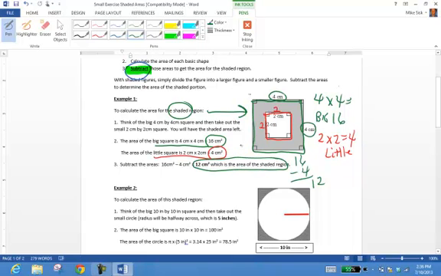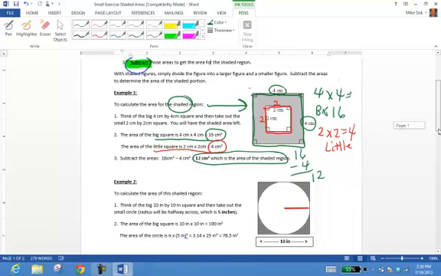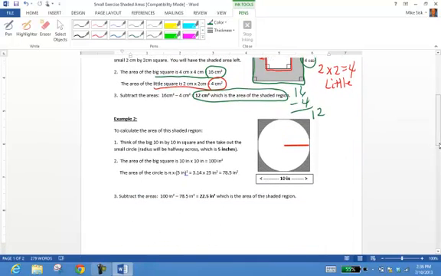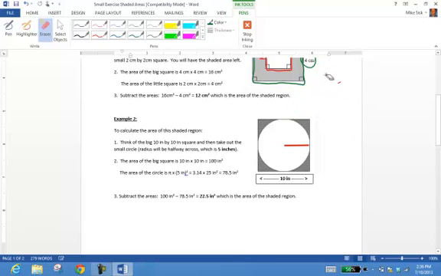Hopefully that helps out. Every single one of these works the same way. We look at example 2 down here and we're going, oh my gosh, that looks more complicated because it's got these little curvy sections inside the figure. But again, if you think big minus little, you'll be okay.